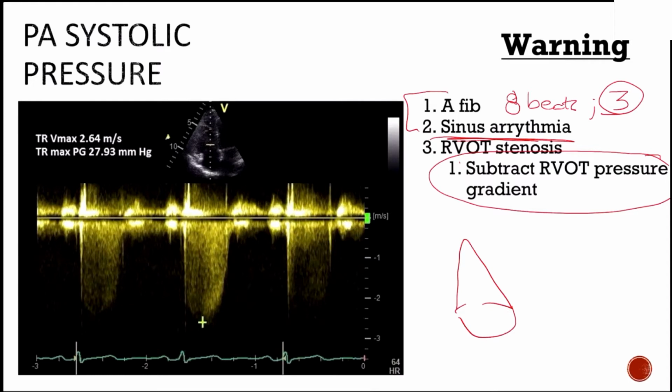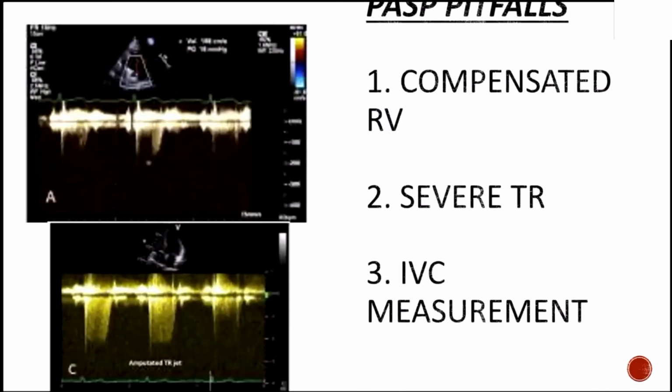We're going to go through that in a question, actually 2 questions, and that was the question we had last week. That was pretty tough for everybody, right? And this is the reason why. So, PA systolic pressure pitfalls and what can give you some underrepresentations or overcalculations or undercalculations.